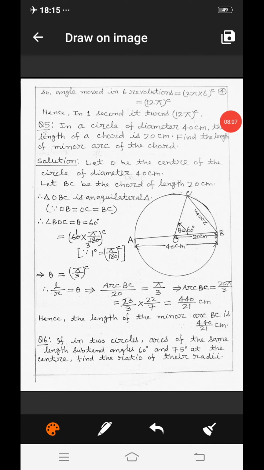So the angle moved in 6 revolutions is equal to 2 pi into 6, equal to 12 pi radian. Hence in 1 second it turns 12 pi radian.